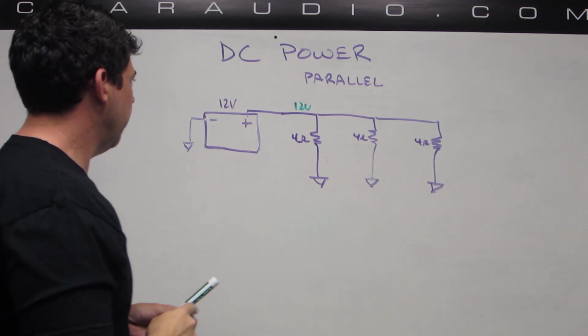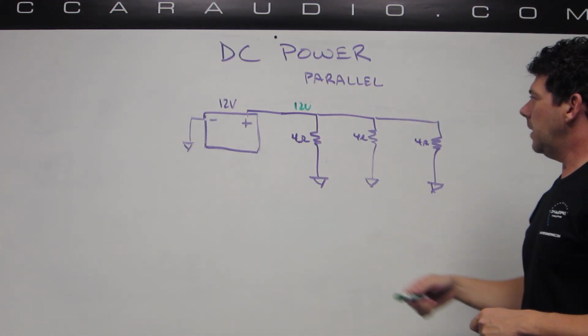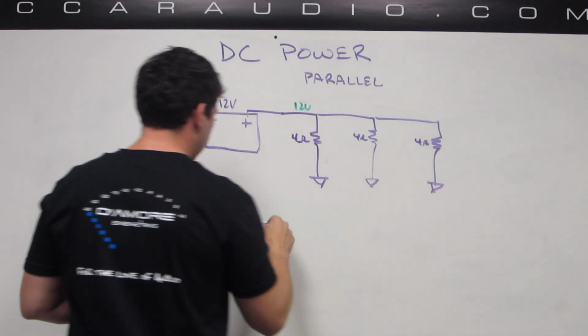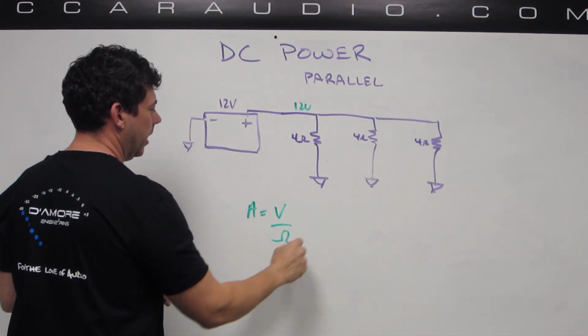And on this one, I think it would be easy to figure out the currents here. I think the best way to figure out this current is to just say that amps equals volts over ohms, probably a pretty handy one here.